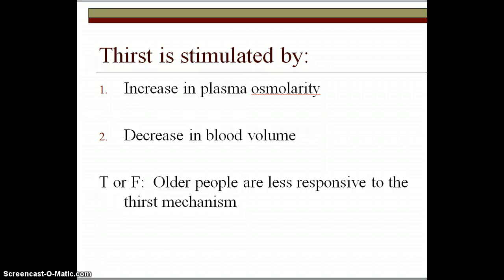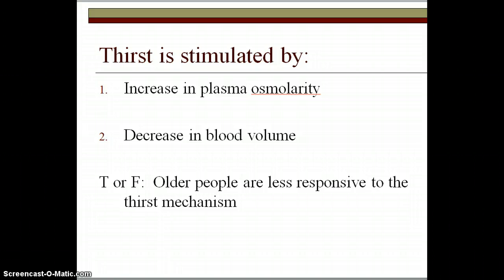You don't drink enough, your lips get dry, your urine output gets more concentrated, and as that plasma osmolarity increases, then the osmoreceptors stimulate the hypothalamus to tell you you're thirsty. Hopefully the person is able to identify that and do something about that.